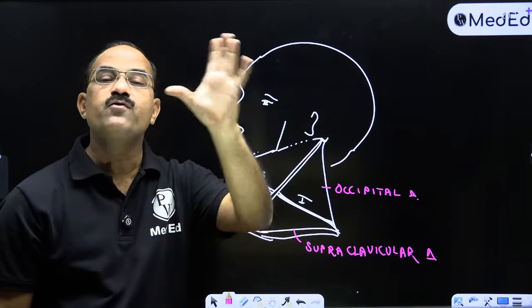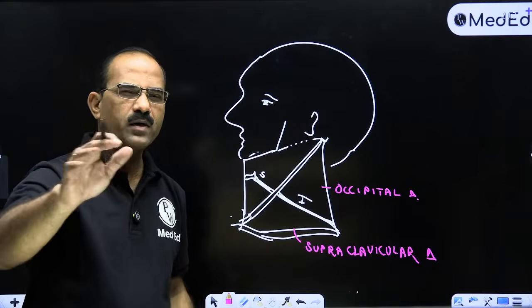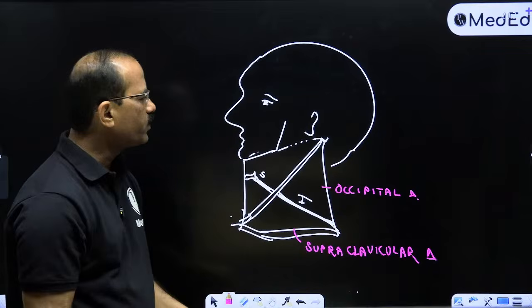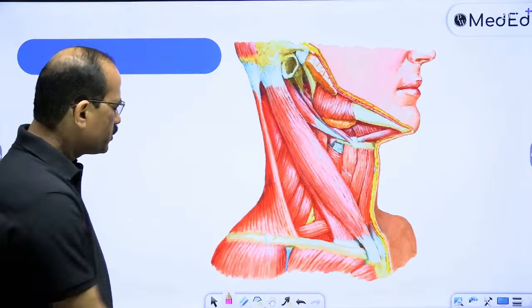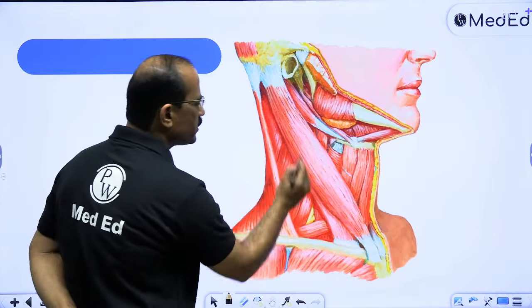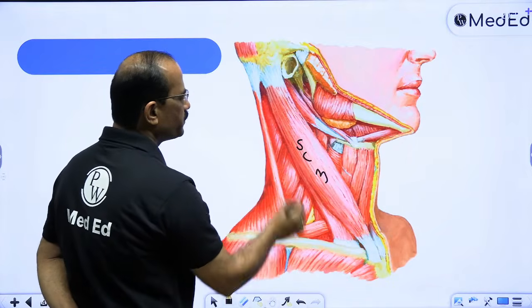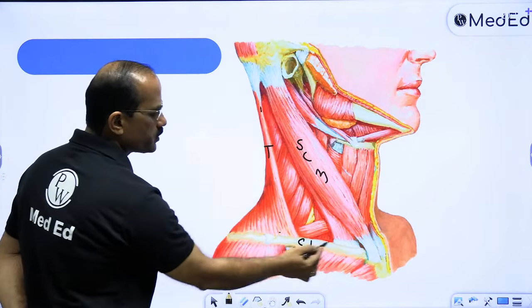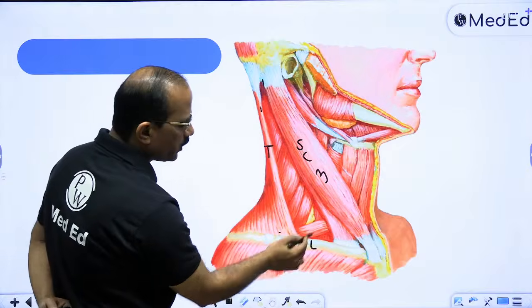Okay, so the boundaries of the posterior triangle are clear. Now we come to the floor of the posterior triangle. Just listen and understand, all this is very important. Have a look at this slide. What is this muscle? That's a sternocleidomastoid. What is this? That's a trapezius. This is the clavicle. So this is the posterior triangle of the neck. Okay, what is this?